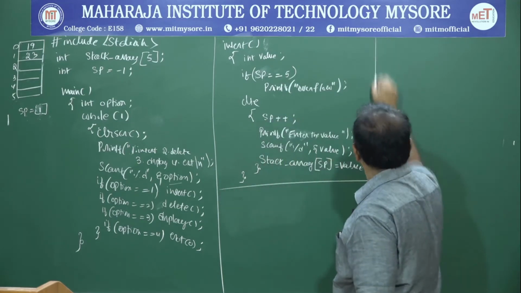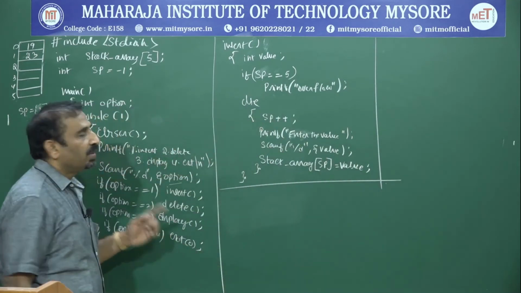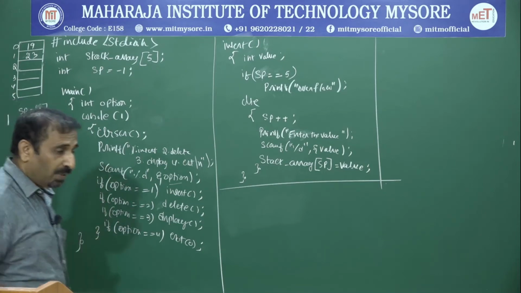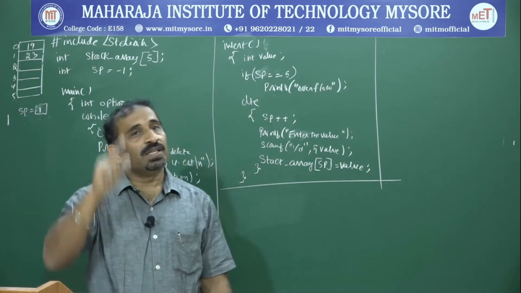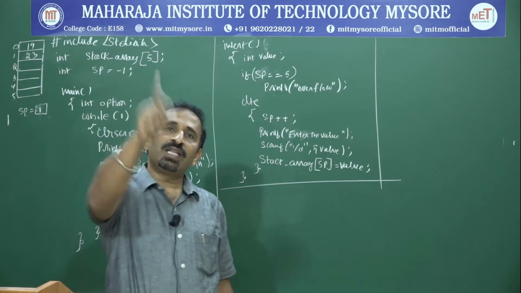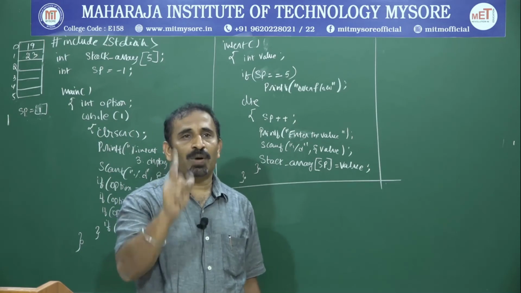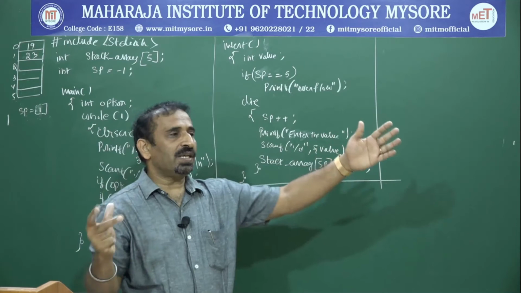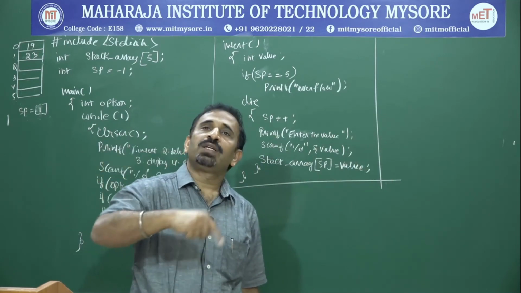Now, let me write the program for deletion. You know how to do deletion? Deletion of an element will happen at the position shown by SP. Insertion happens at SP, deletion also happens at SP in case of stack. That's why it's called stack pointer. So, single point, just like our door, insertion happens there, deletion happens there. Like that, insertion happens at SP.